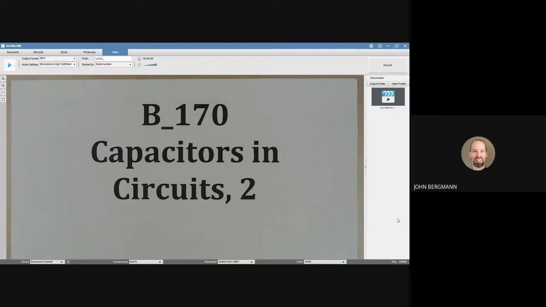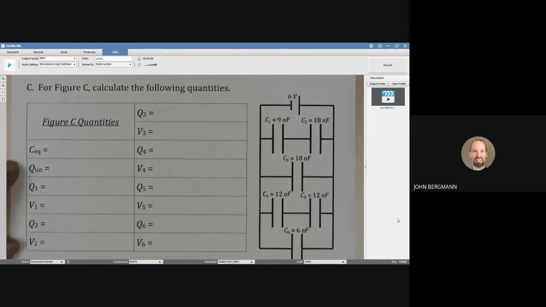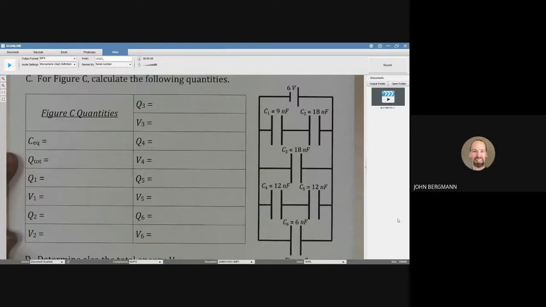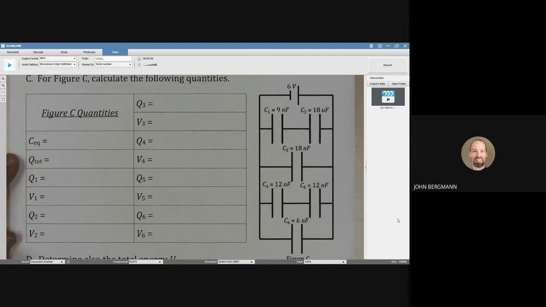Capacitors in circuits 2. So based on this figure, we want to calculate the following quantities. Feel free to stop the video and try and solve this on your own. I'm going to go through it rather quickly here. We don't have to do these in any particular order. Whatever way is easiest, we're going to do it that way. So let's see if we can find the equivalent capacitance.